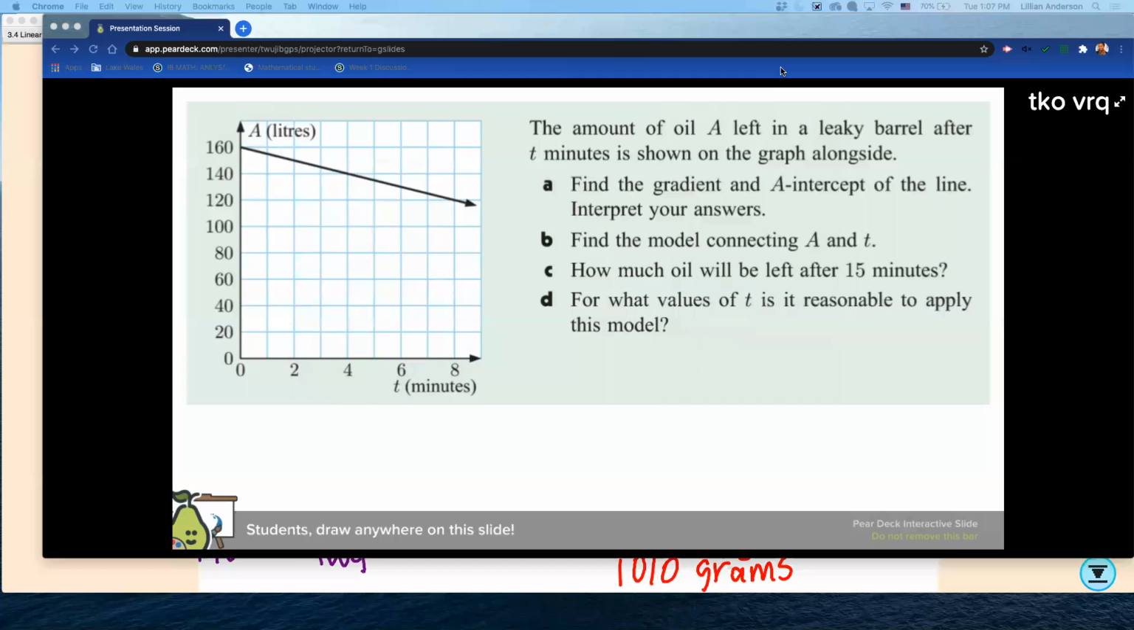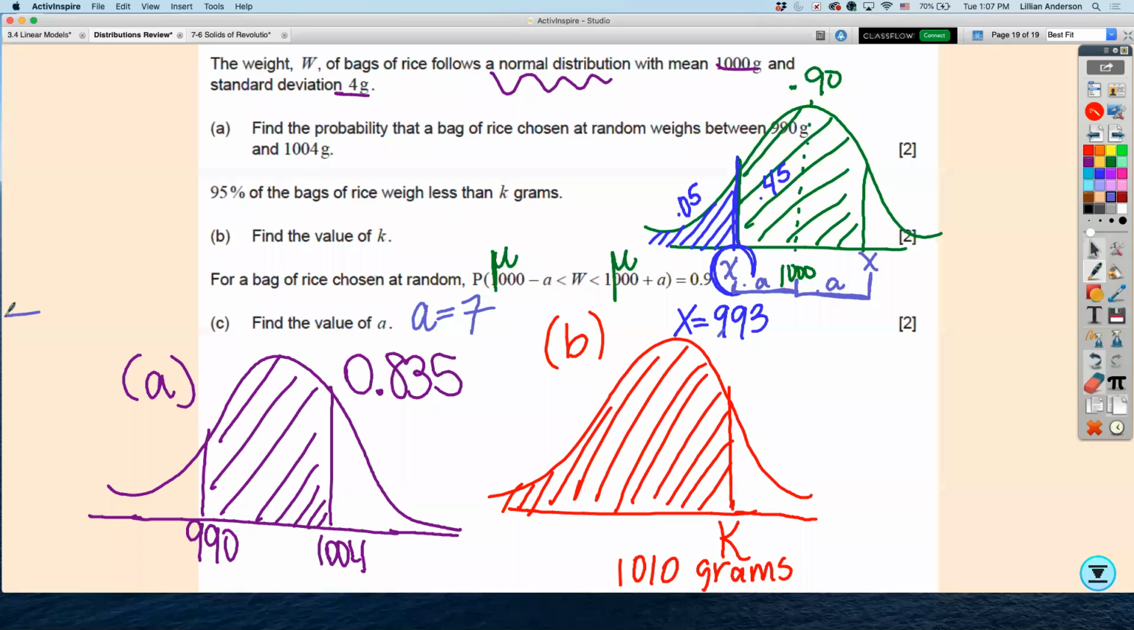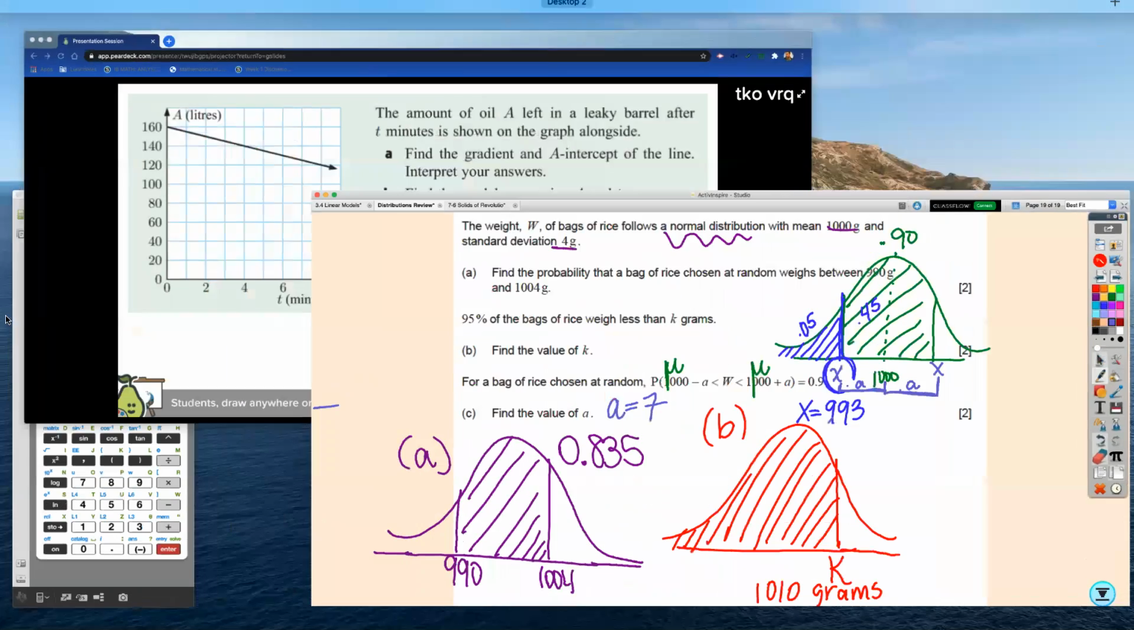For this particular one, it says the amount of oil A left in a leaky barrel after T minutes is shown in the graph alongside. Find the gradient and the A-intercept of the line, and interpret your answers. Remember, anytime you interpret your answers in context, you always do it in context of the problem.